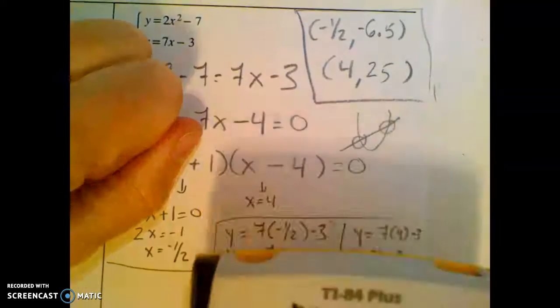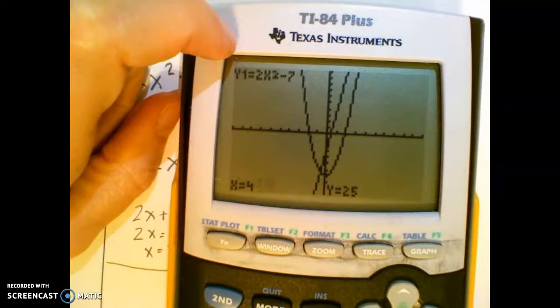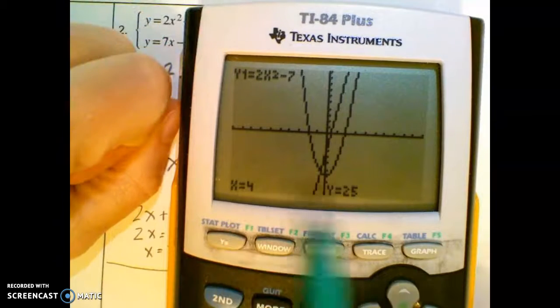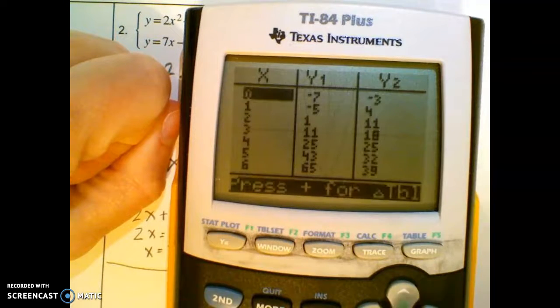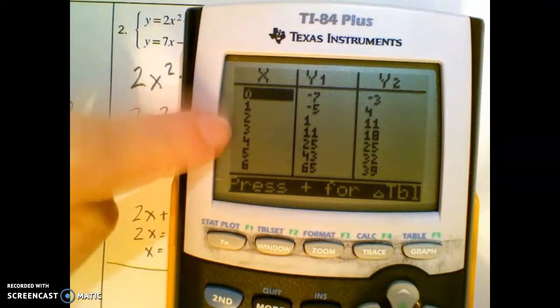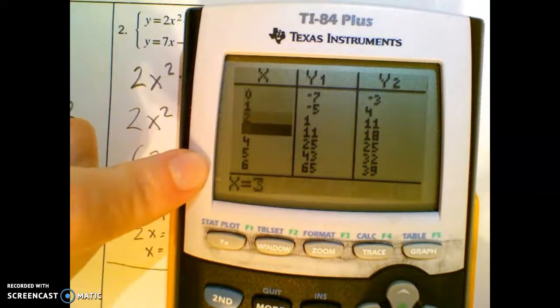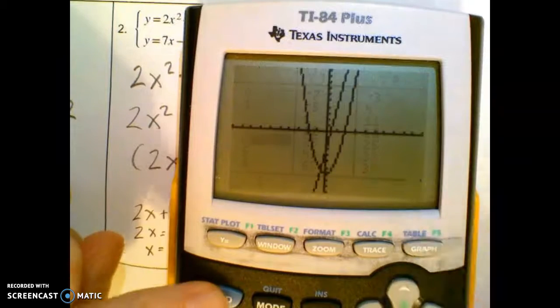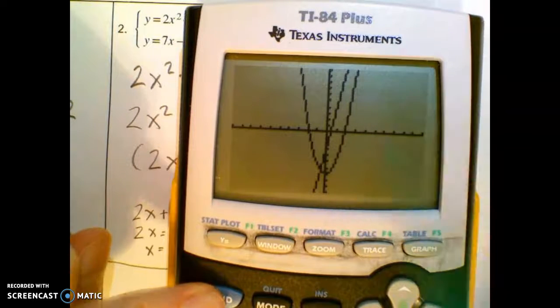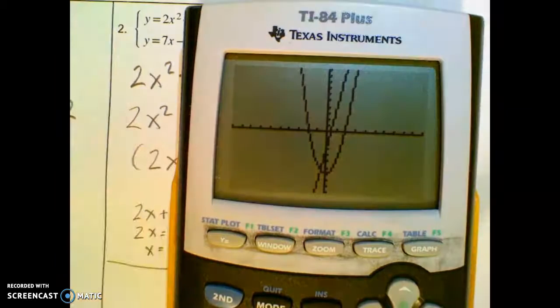And this next one's off the window probably, so it may not do it. Oh, it did. So I plugged in 4 and it gave me 25, so that's correct. You could also just go to the table. You would need to change your scale so you could actually see that, but I can see that 4 is 25 across the board. So those are the 2 points where these two quadratic and linear are intersecting.